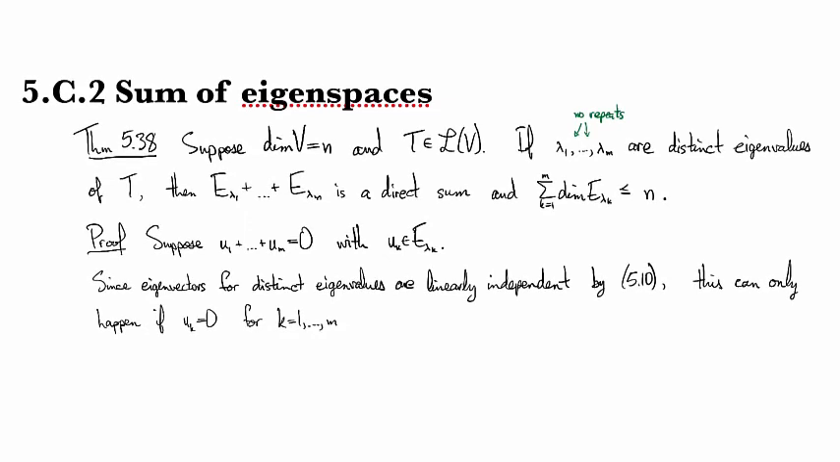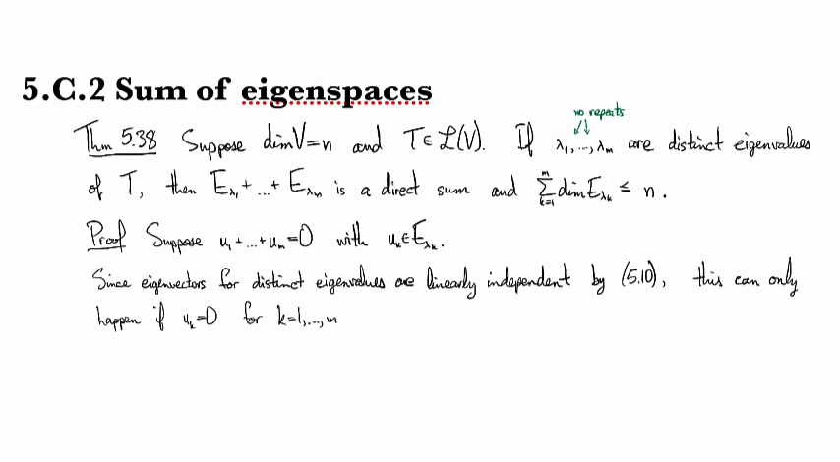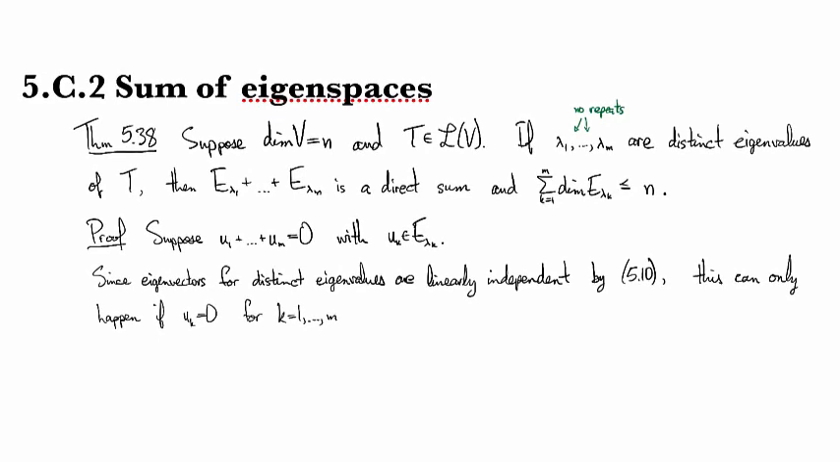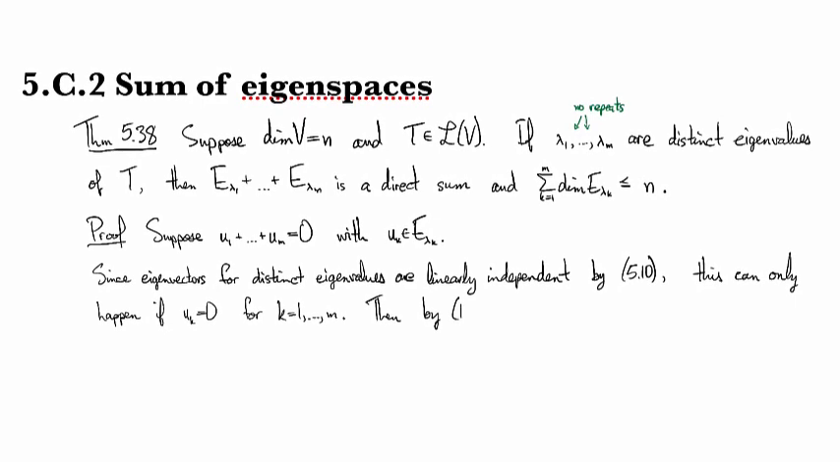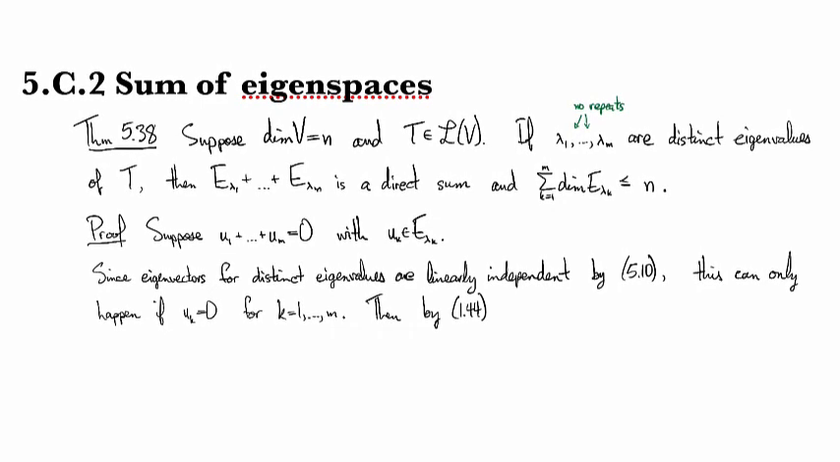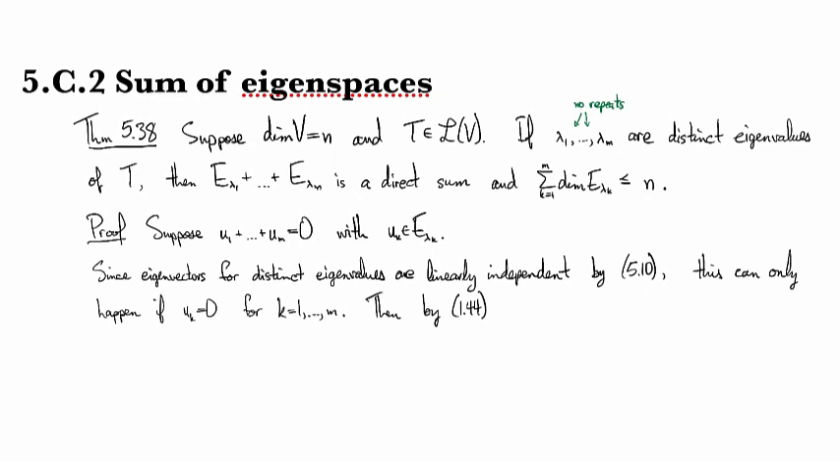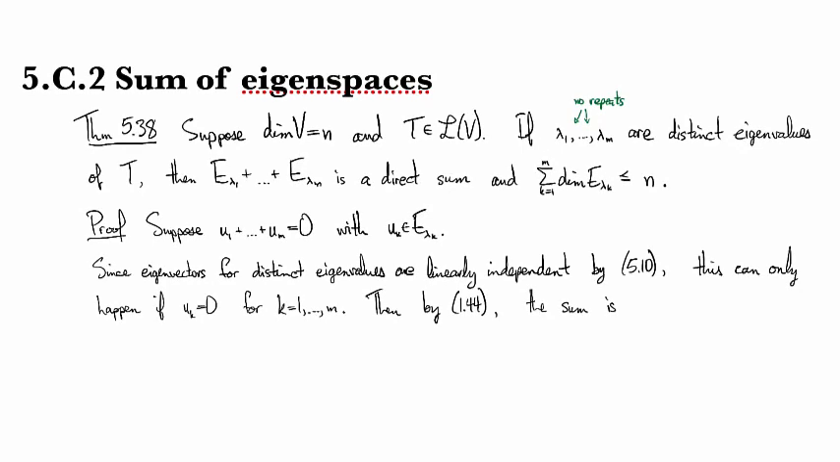Otherwise, we would have a linear dependence relation, all with coefficients 1, among a linearly independent family of vectors. So then by 1.44, which characterizes direct sums in terms of this uniqueness of representation property, the only way that you can represent 0 is by the sum of zeros. It's a direct sum.